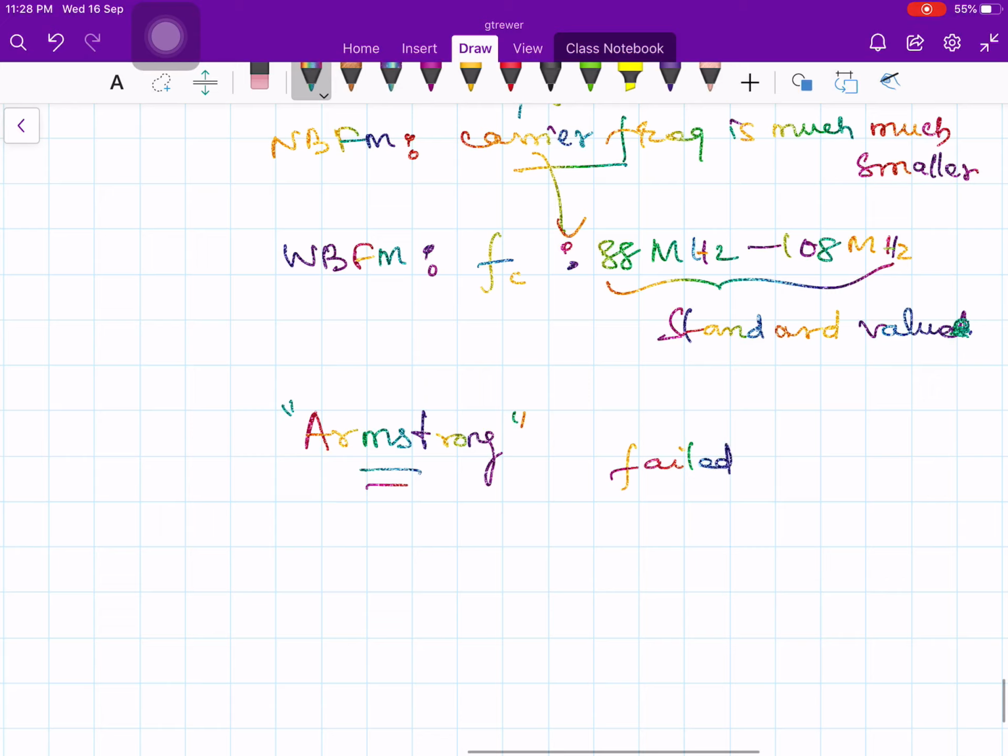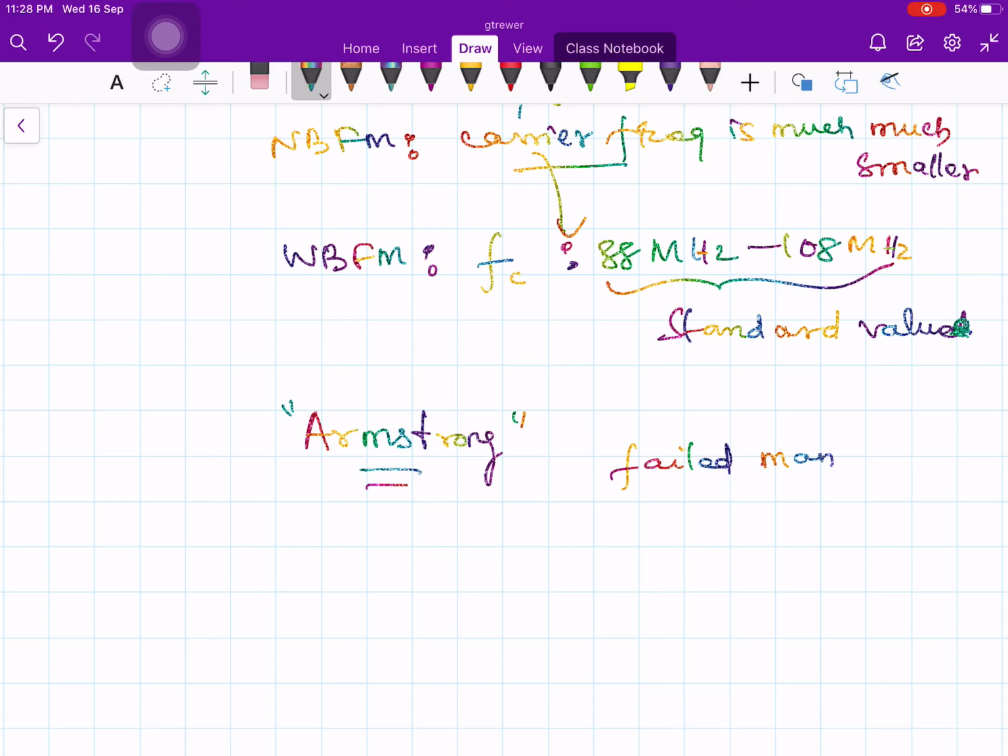He struggled a lot to prove that FM is much superior to AM, but at that time people had invested huge amounts of money in amplitude modulation, and nobody was ready to accept his theory and his concept. Finally he committed suicide and died. After that his wife went to court and filed the case, and finally she won the case. So that's a very tragic story.